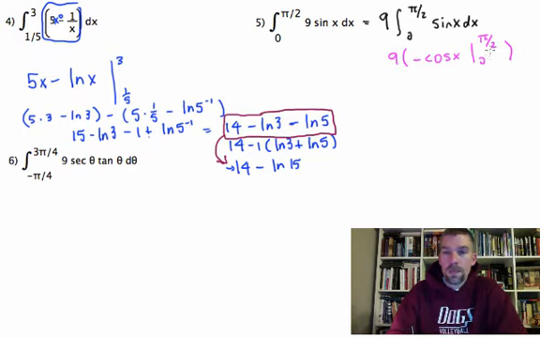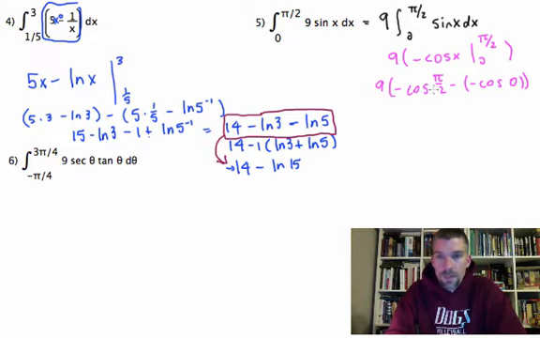So when I put pi over 2 in for x, I'm going to do where I stop minus where I start. So I'm going to have 9 times negative cosine pi over 2 minus negative cosine 0.